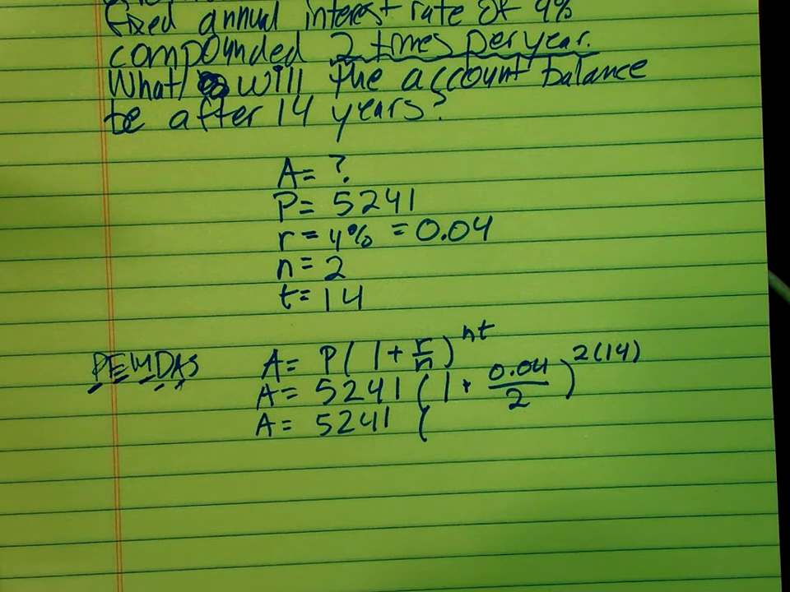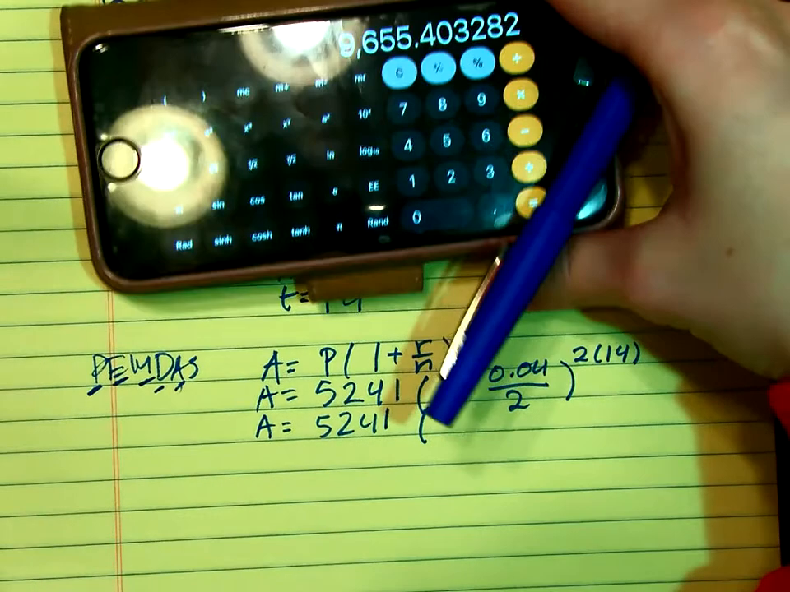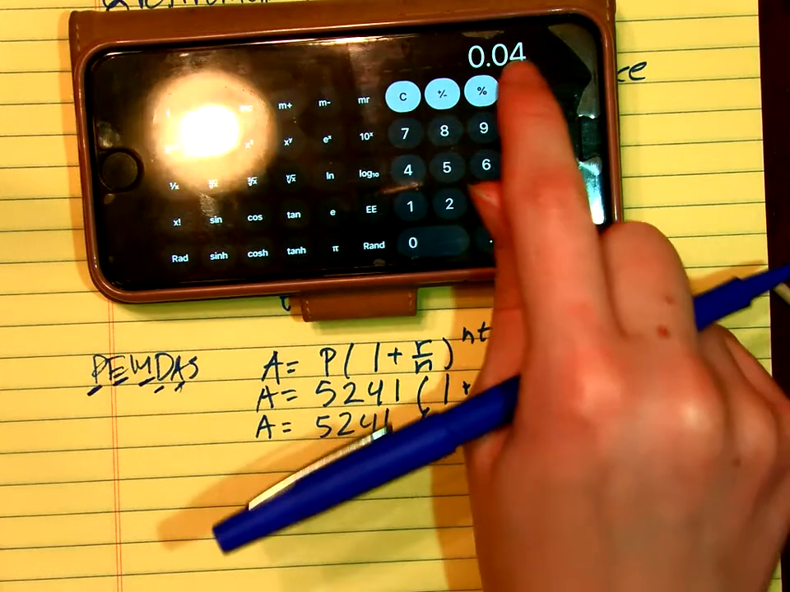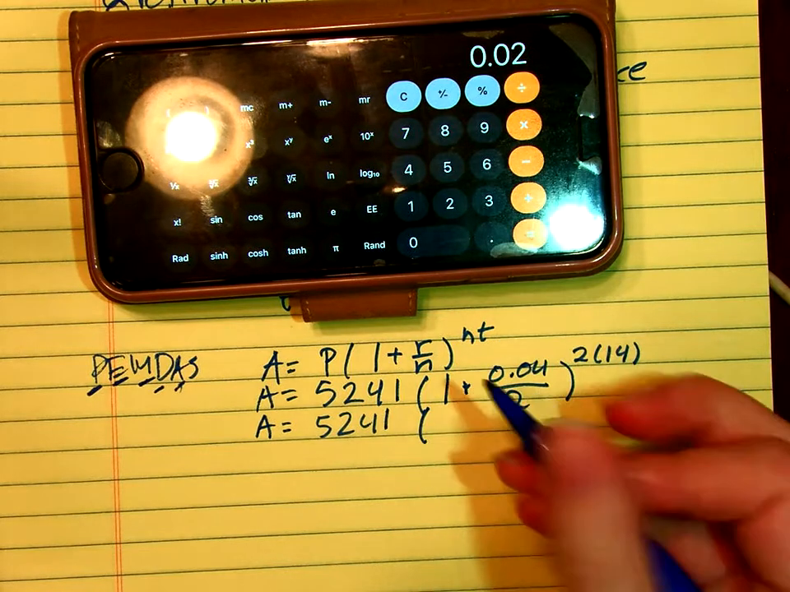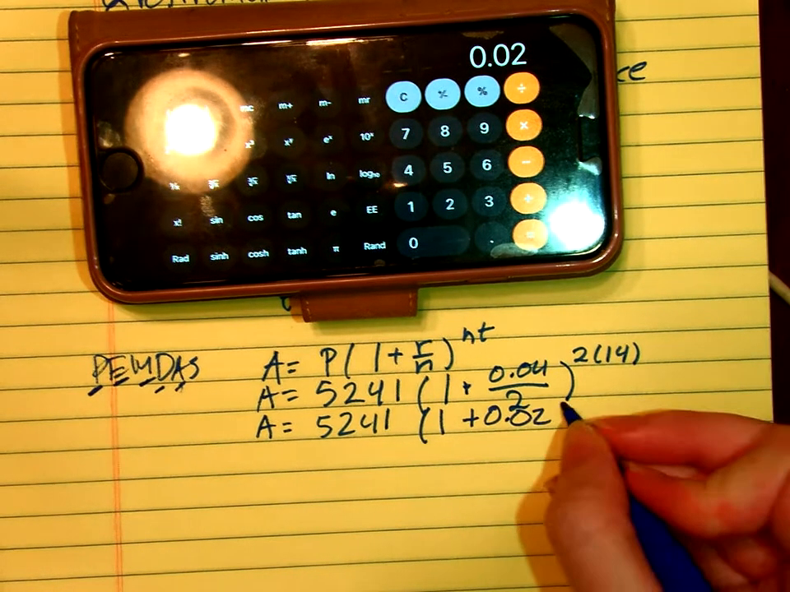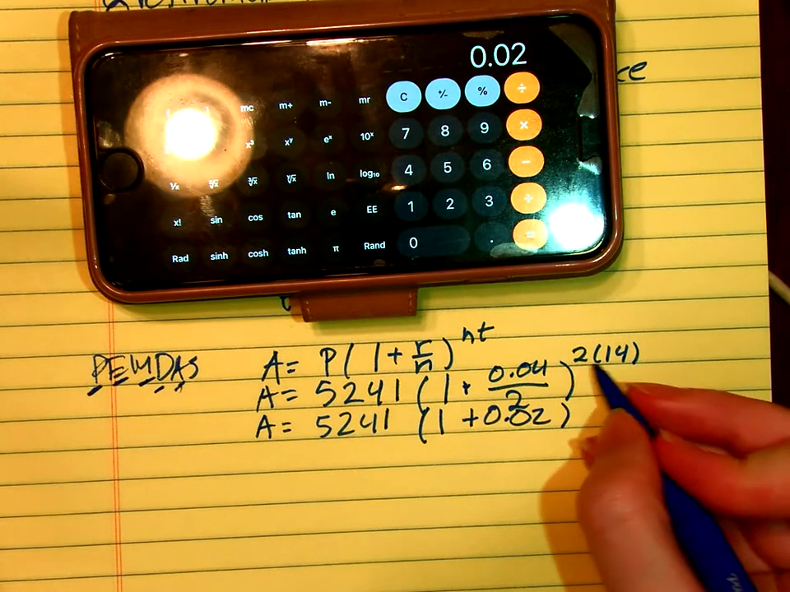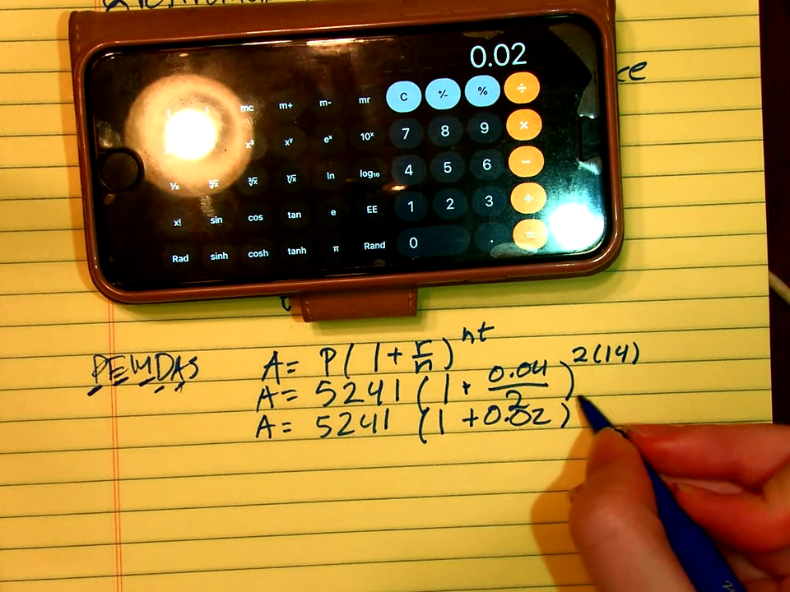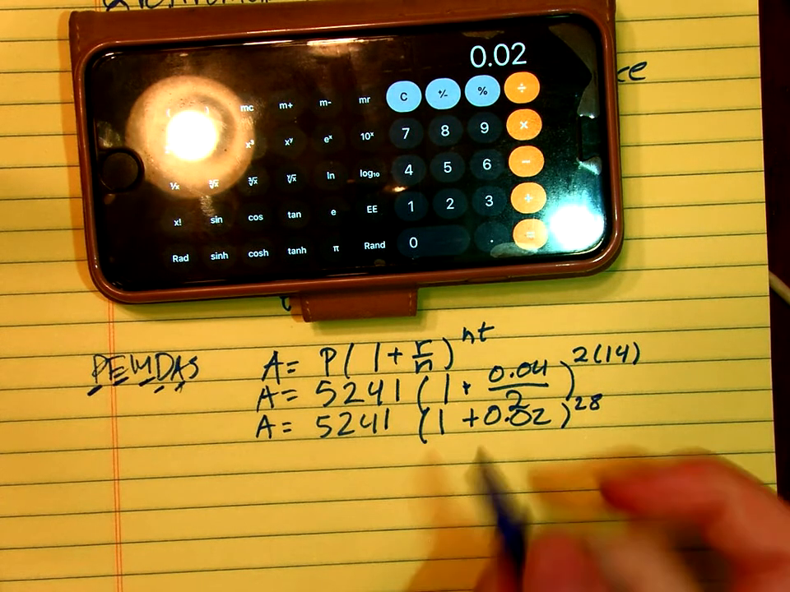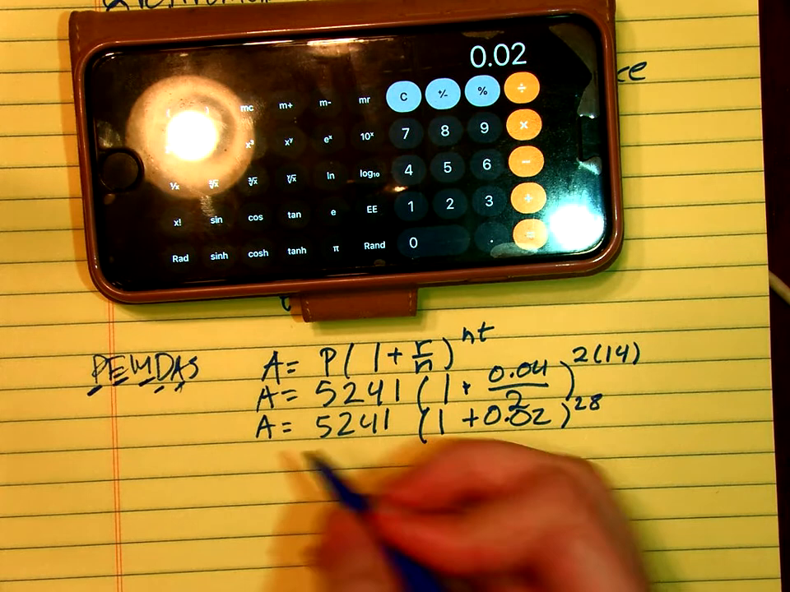So we're going to do 0.04 divided by 2. 0.04 divided by 2 gives me 0.02, which perhaps you could do in your head, but there's no shame in using a calculator. 2 times 14, that's going to give me 28. I'm going to go ahead and just write that down just because I'll be using it later. If you want to do that as a separate step, that's fine.